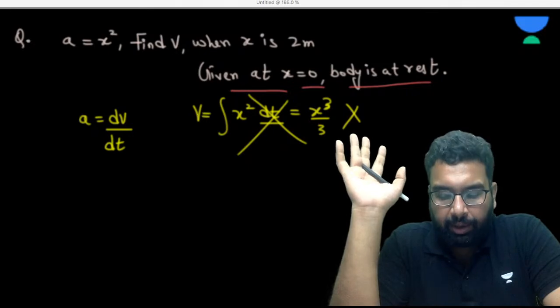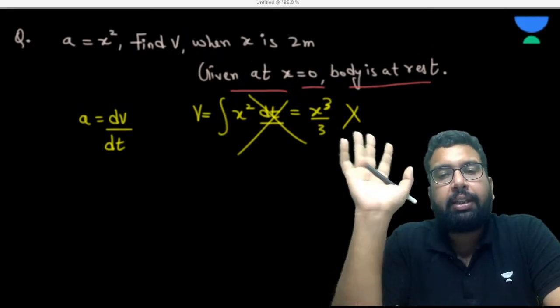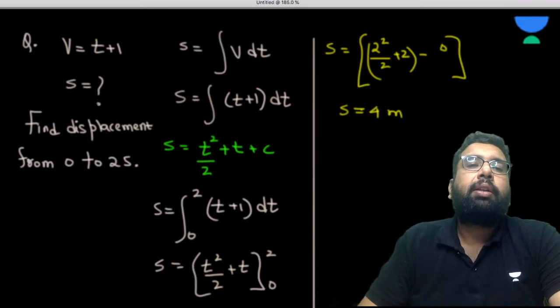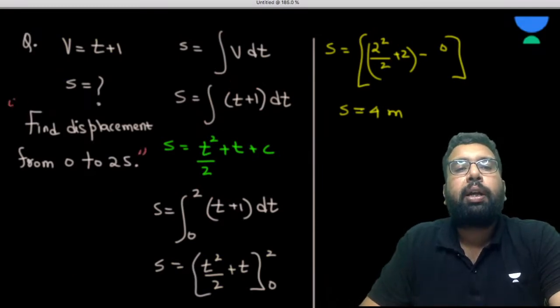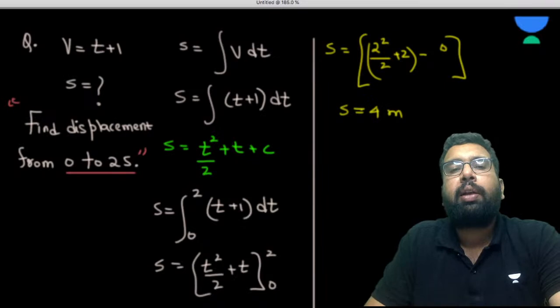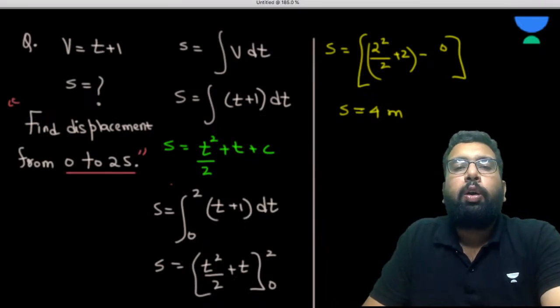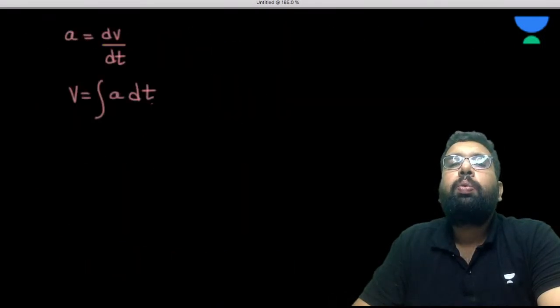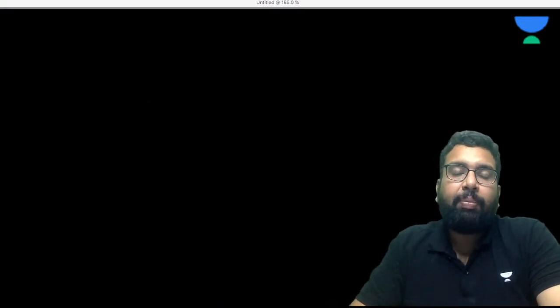Right? Okay. So that is why initially I told you where to put limits. Like in this question, see this part: find displacement from 0 to 2 seconds. Here you can get the limits clearly, so you put 0 to 2. But whenever you have information in the question, it is always advisable that you find the constant of integration and then solve the question. Okay. Now, can I say that we will be able to use integration to solve such kind of problems? Right? I hope yes.